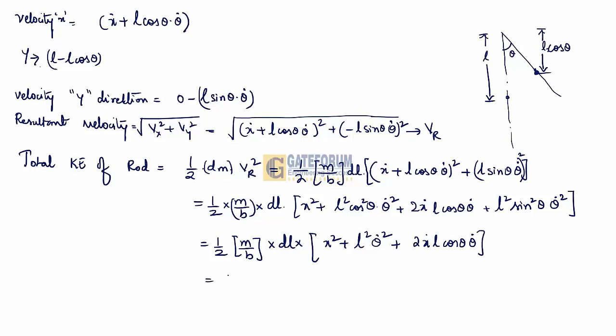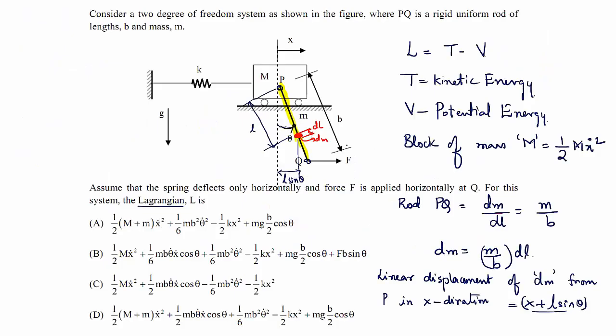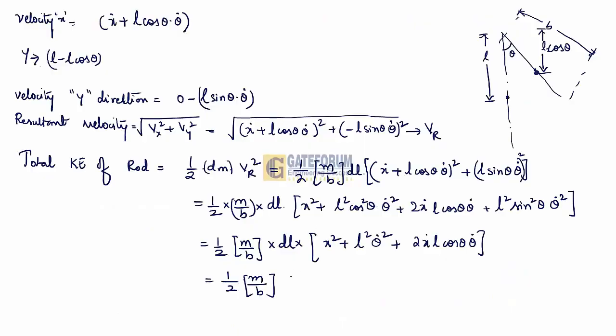Now integrate this. dl is present here and L is present. So half into m by b times, we need to integrate. What is the length of the rod? The length of the rod is equal to b, which is mentioned here. So this is equal to the integration of x square dl. Here it will be equal to x square times l.